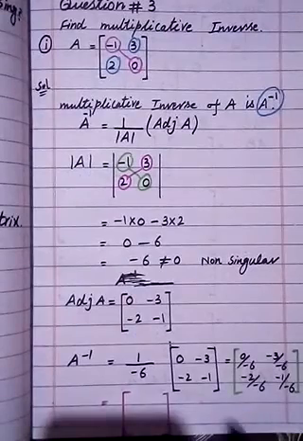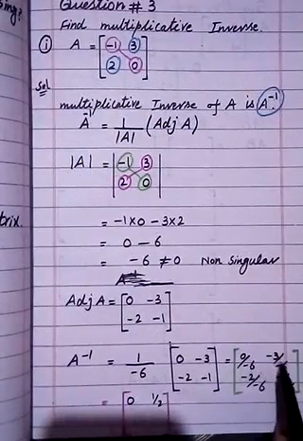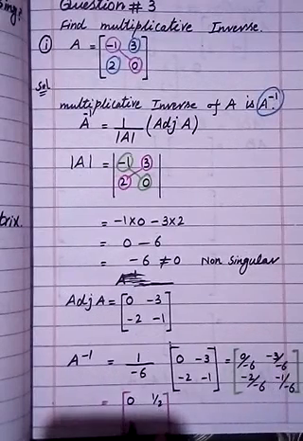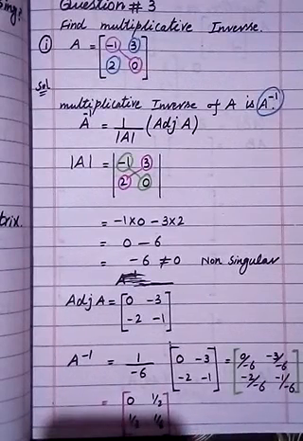Now, after dividing, its answer is 0, 1 by 2, because 3 1 the 3, 3 2 the 6, minus minus cancel, 1 by 3 and 1 by 6. This is the multiplicative inverse of A.